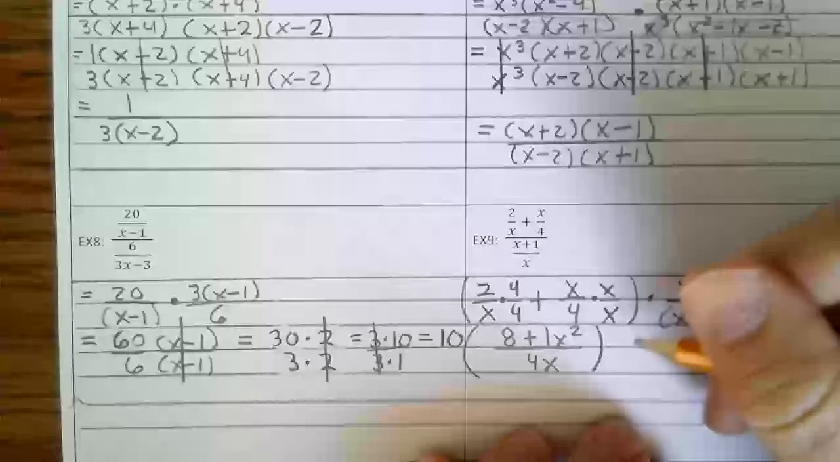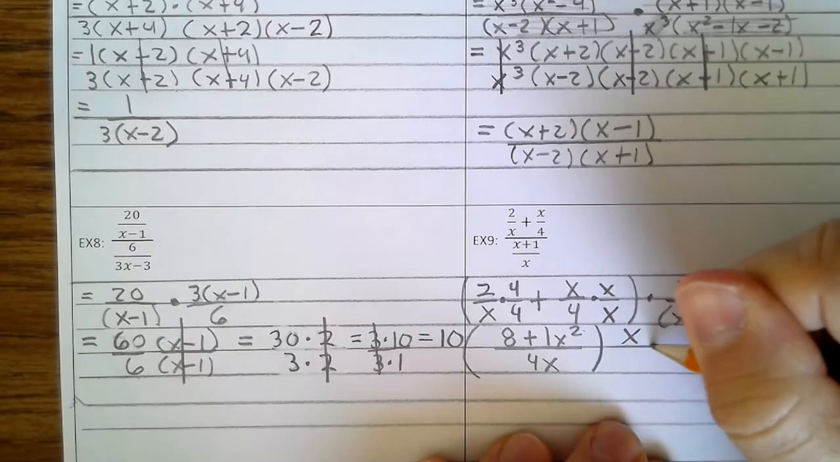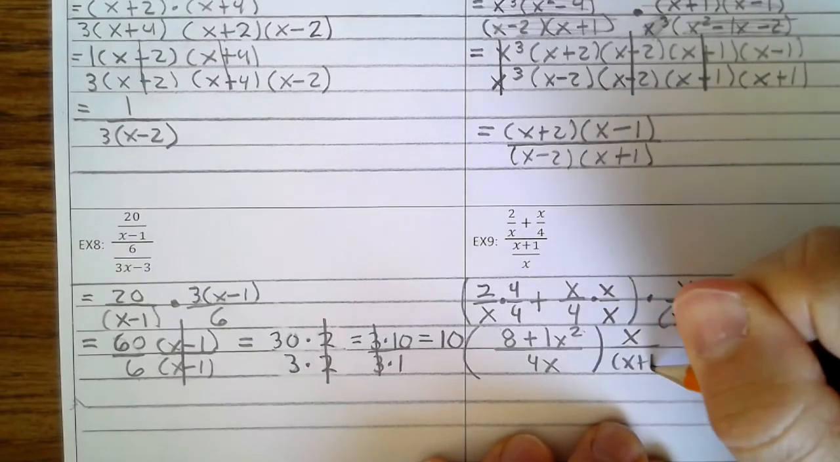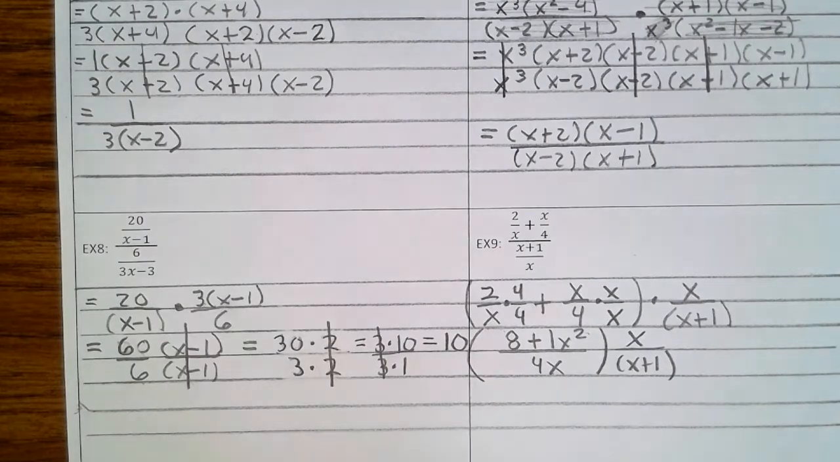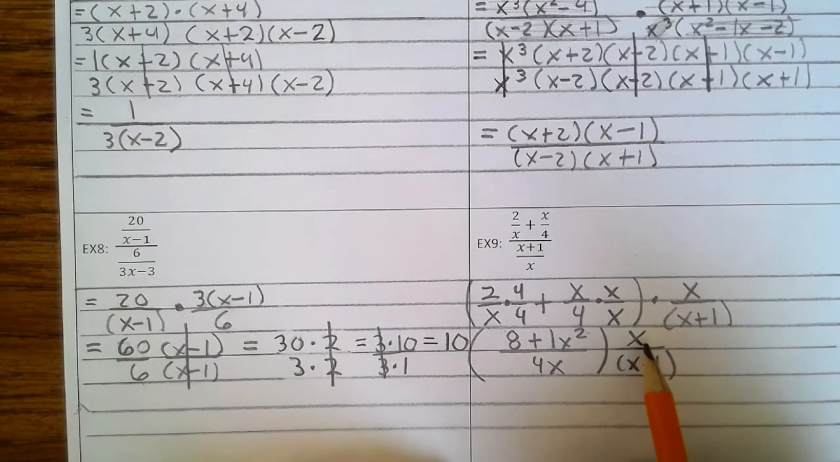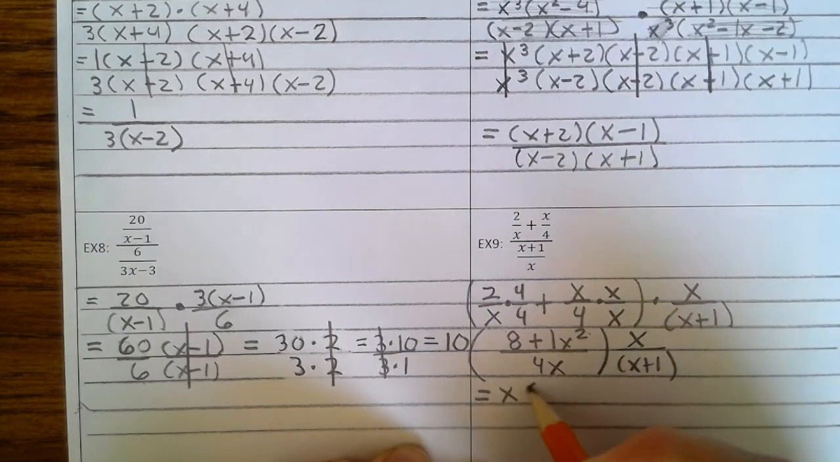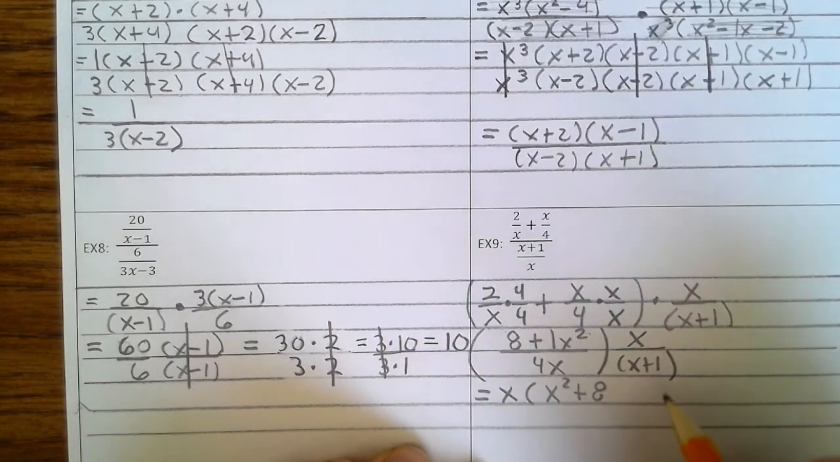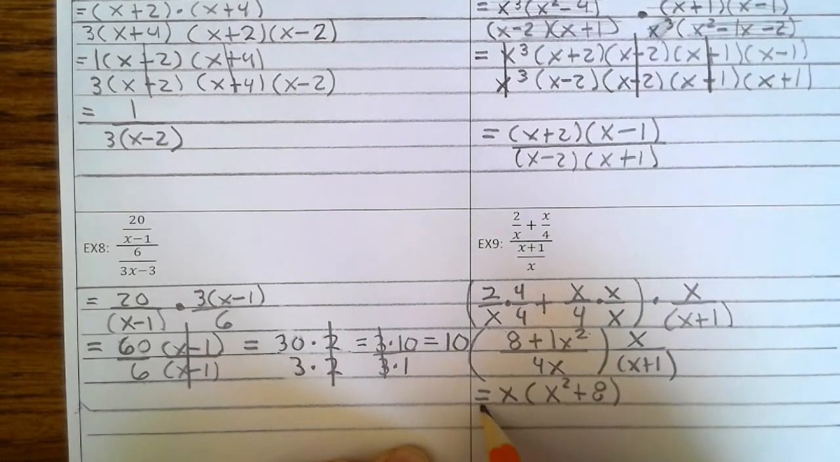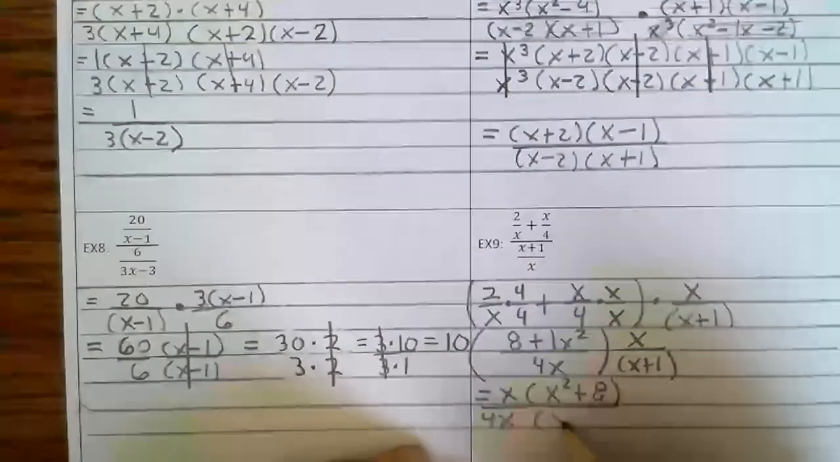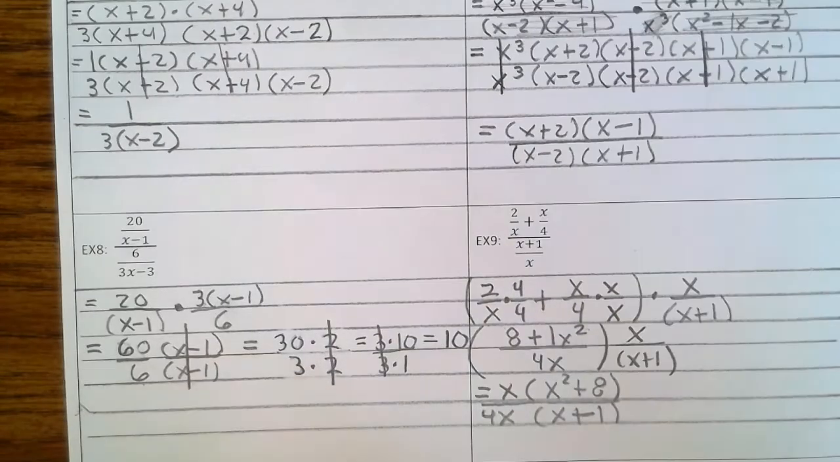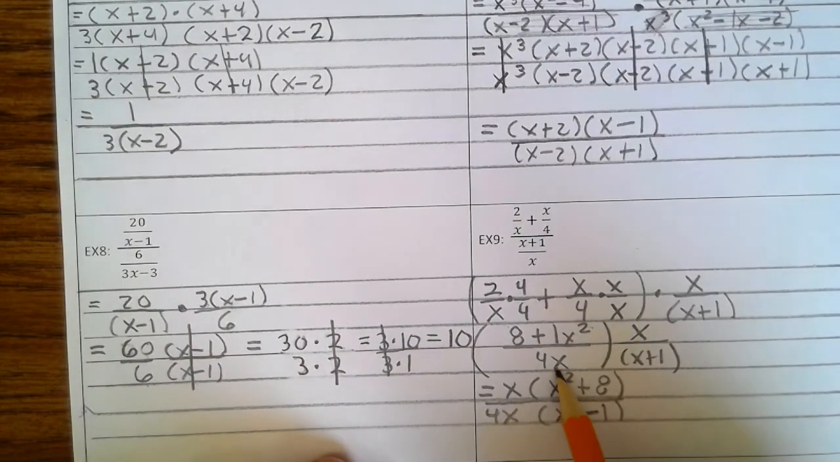Now, you actually don't want to distribute. You want to rewrite this with the x in front times x squared plus 8 divided by 4x times x plus 1. You want to be thinking about these problems looking for that 1. And you can see the x's divide out. So the x's divide out, and you're left with x squared plus 8 divided by 4 times x plus 1.